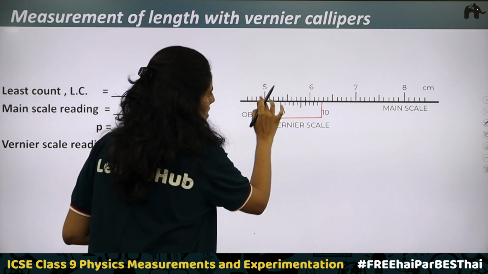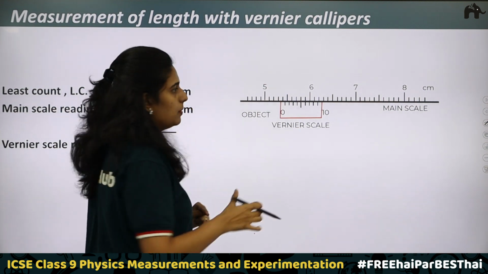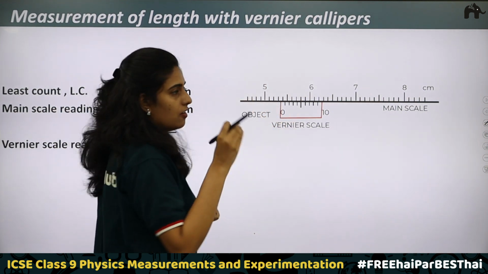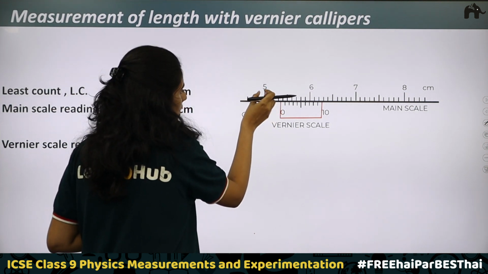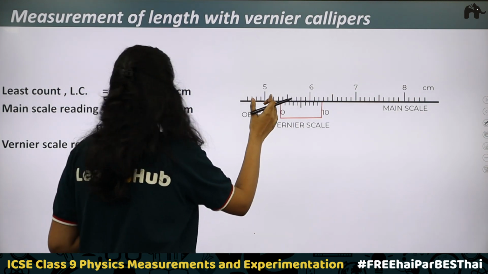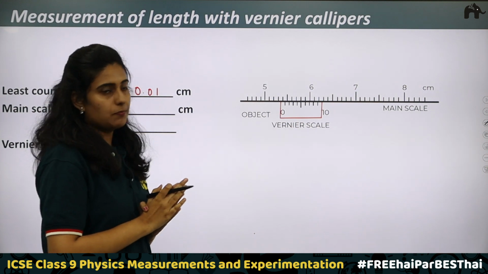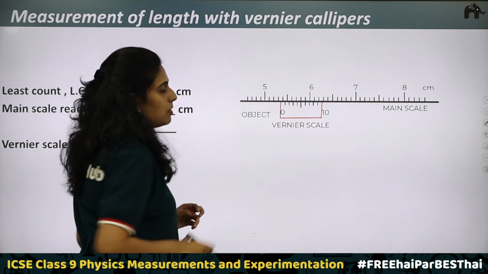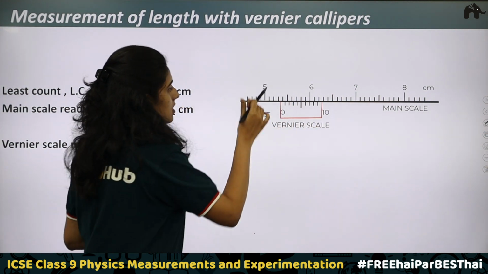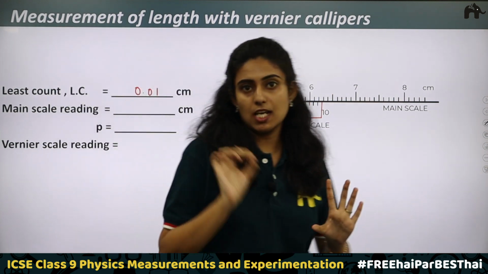Okay, here you can see this is your main scale. This is 1 centimeter, 6 minus 5, the range you will be getting. 1 centimeter, number of divisions is 10. 1 centimeter by 10, you will be getting 0.1. So this 0.1 is the value that we can read using this main scale. Then we have to find the total number of divisions on the vernier scale, that is equal to 10 divisions. Therefore, 0.1 divided by 10, you will be getting 0.01 centimeter as the least count.